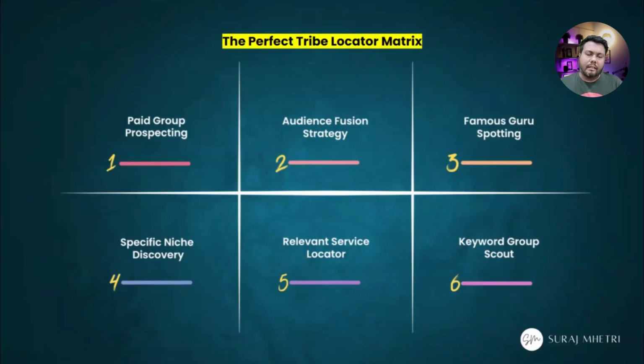Talking about finding the right Facebook groups, you need to follow the perfect tribe locator matrix, or you can call it the perfect communities or perfect group locator matrix, where we locate the perfect groups where your ideal clients hang out. The idea here is to not just find any community group or tribe, but to find the ideal one. The perfect tribe locator matrix is a set of 6 methods to find your perfect Facebook group, numbered by performance: the best performing is number 1 and the least performing is number 6.